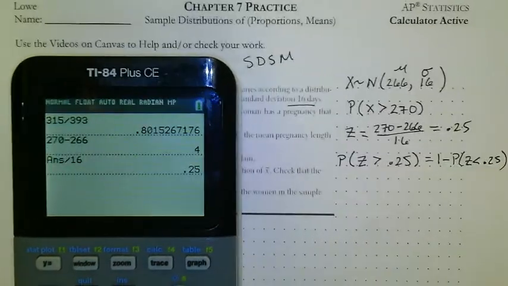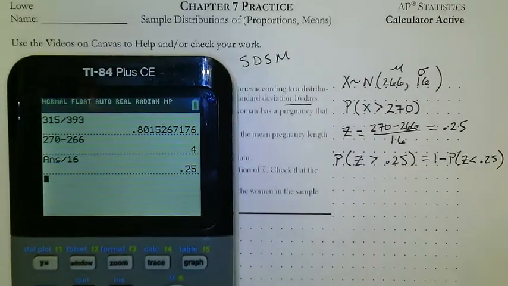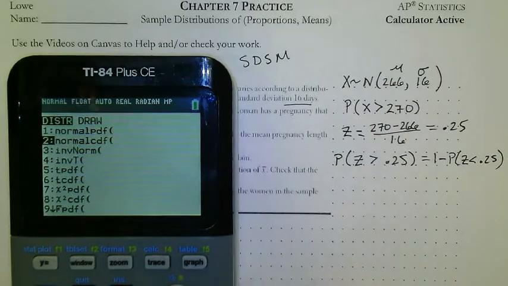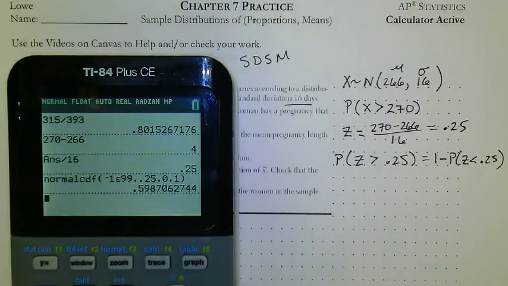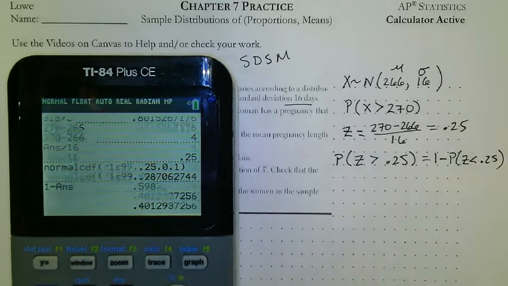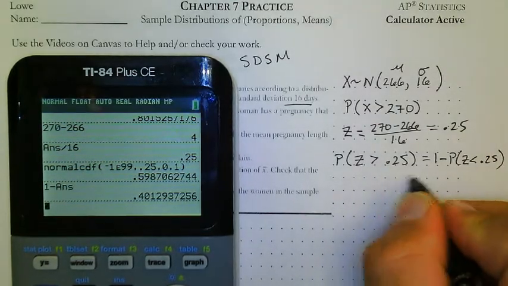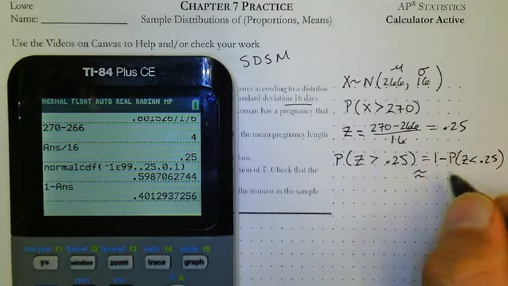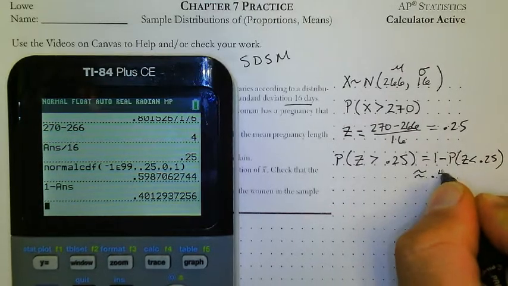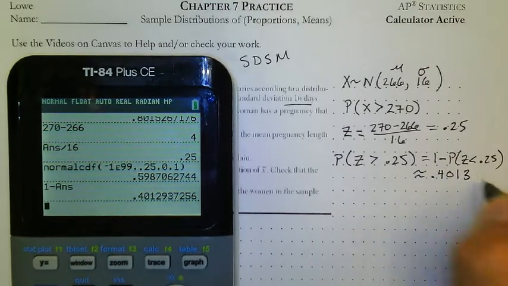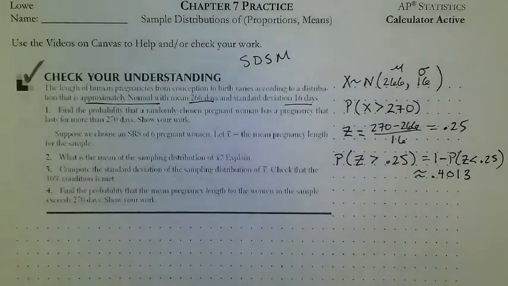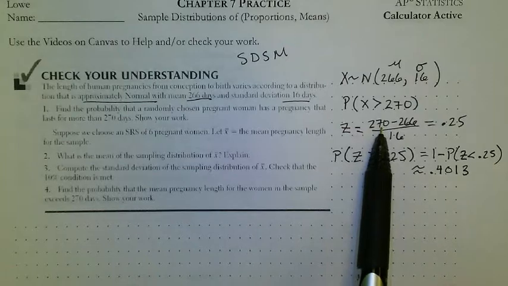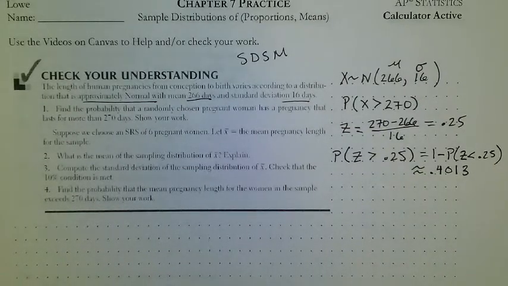Right, let me slide that over so you can see. So, distribution, normal CDF, 0.25, we set that up, 1 minus that number, and we get that that probability is approximately 0.4013. So in other words, about 40% of women have a pregnancy that lasts longer than 270 days. How much is 270 days? That's about 9 months.